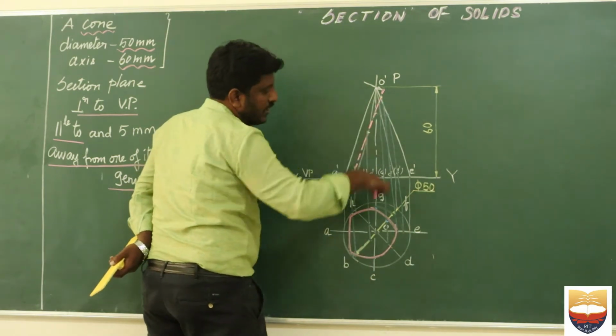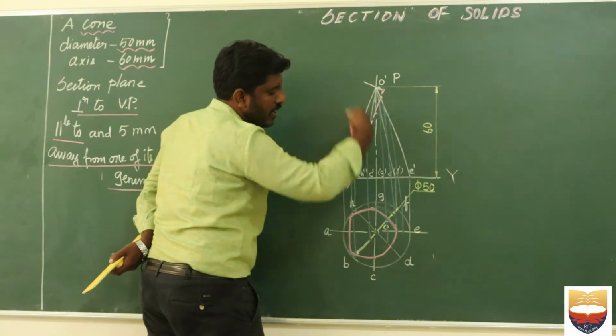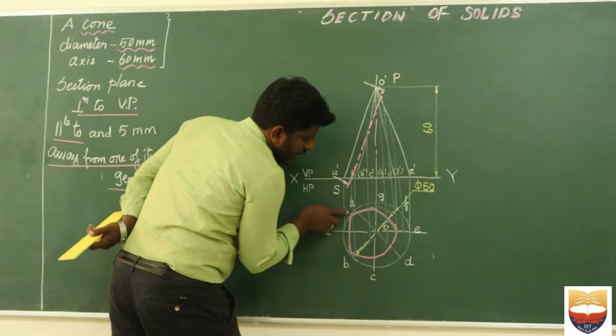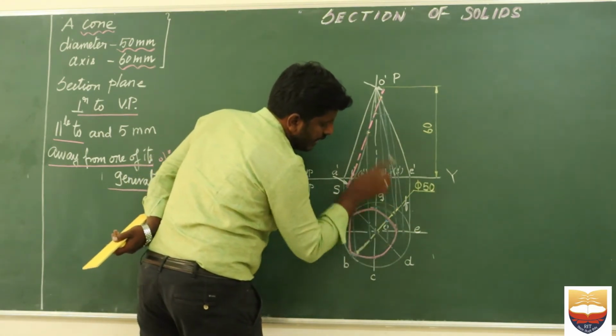So you try to project it exactly. It should be perpendicular to my reference line. These lines should be perpendicular to my reference line. It is very, very important. So I have a point here, I have a point here, I have a point here, I have a point here, and I have a point here.